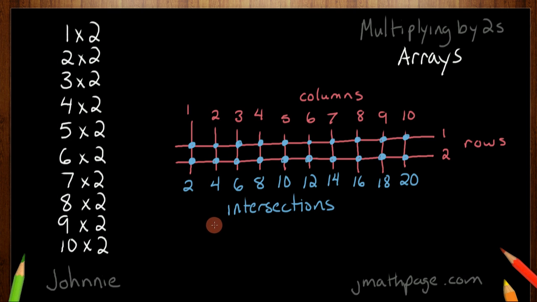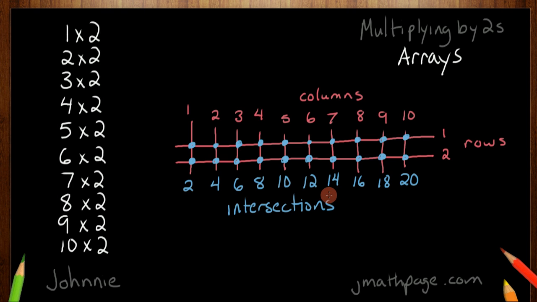So if we look at this, we can see that our multiples of 2 by columns go 2, 4, 6, 8, 10, 12, 14, 16, 18, and 20. We can also see that whenever we want to know what any of these facts are in the 2's, we can say, well, how many columns are there? 7. How many rows? 2. 7 columns, 2 rows gives us 14.